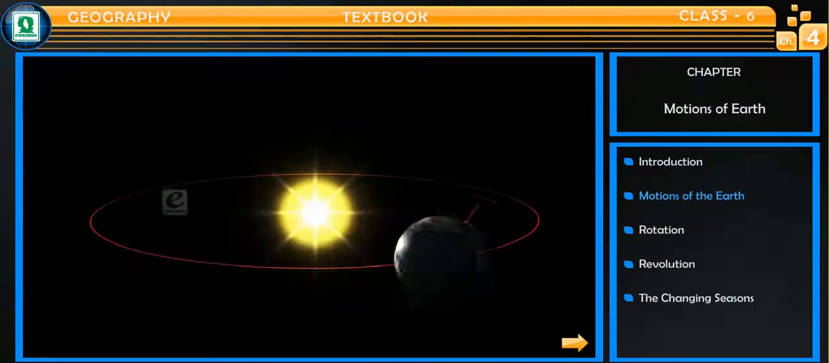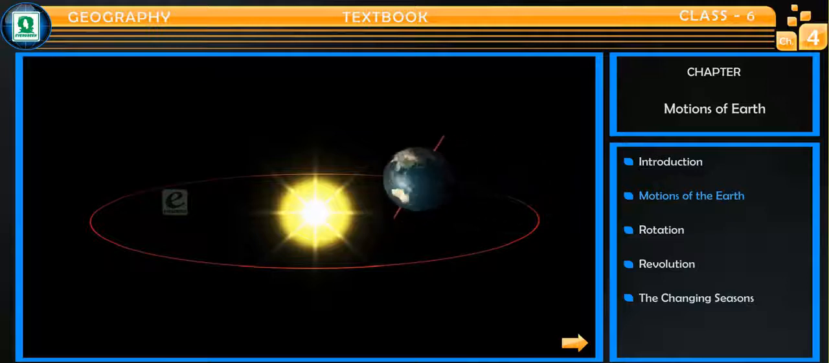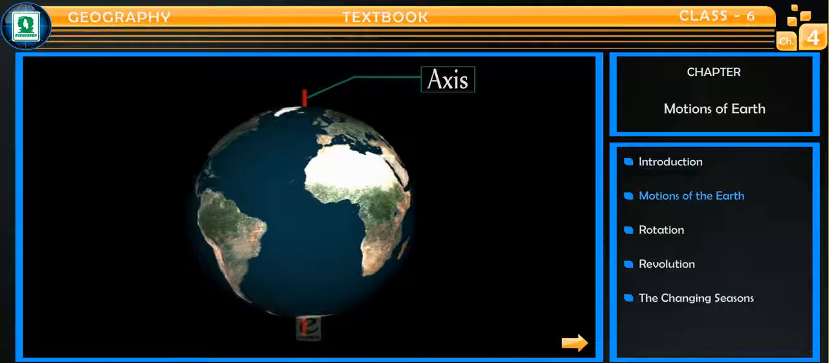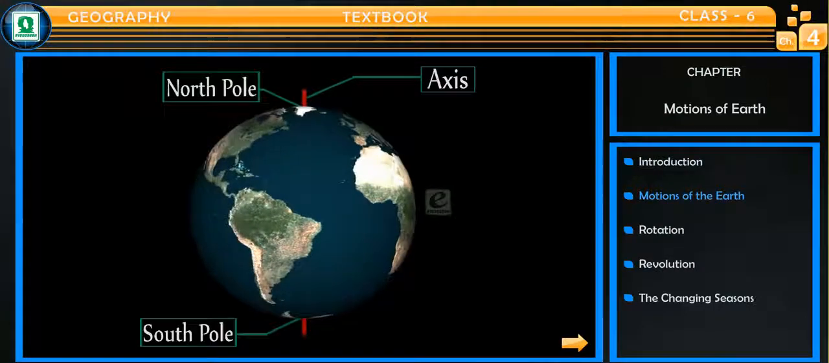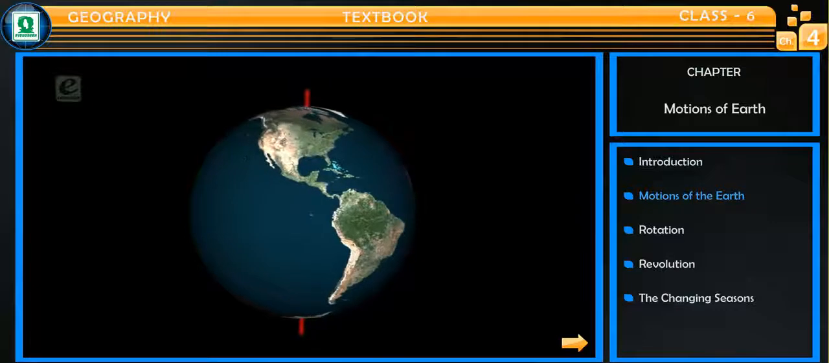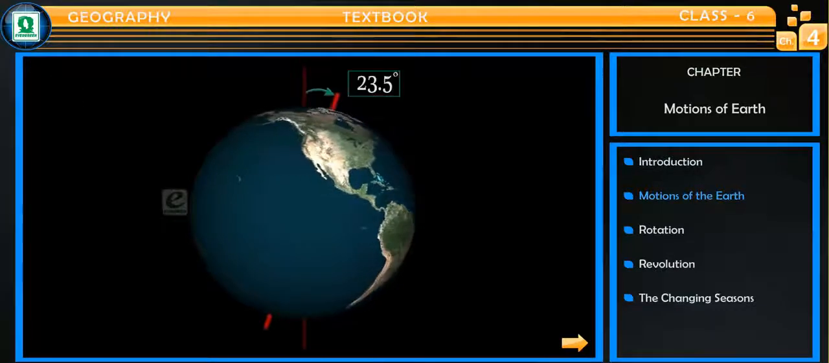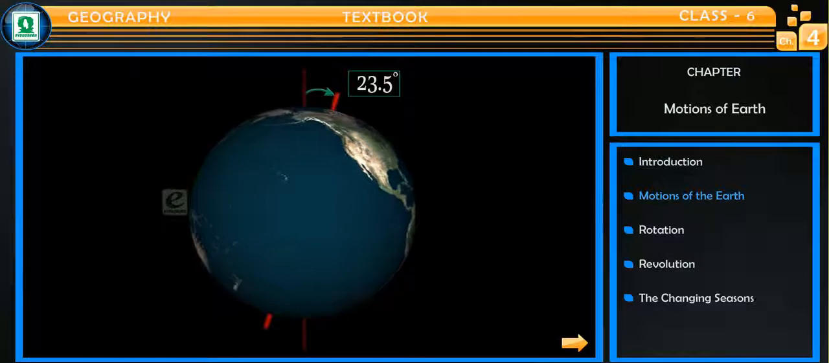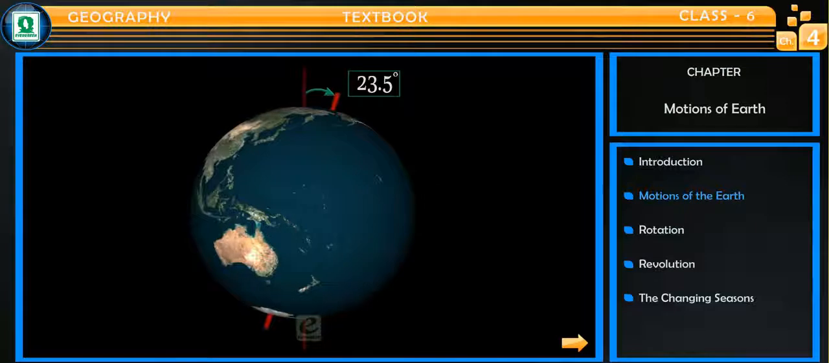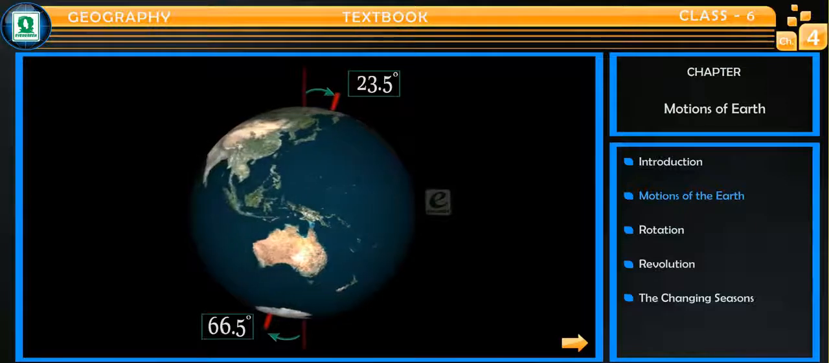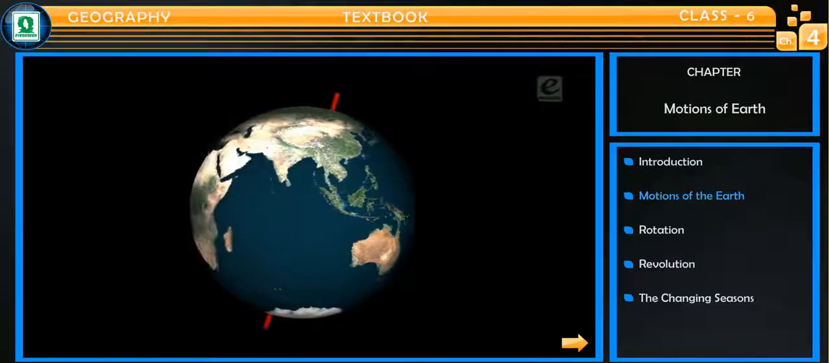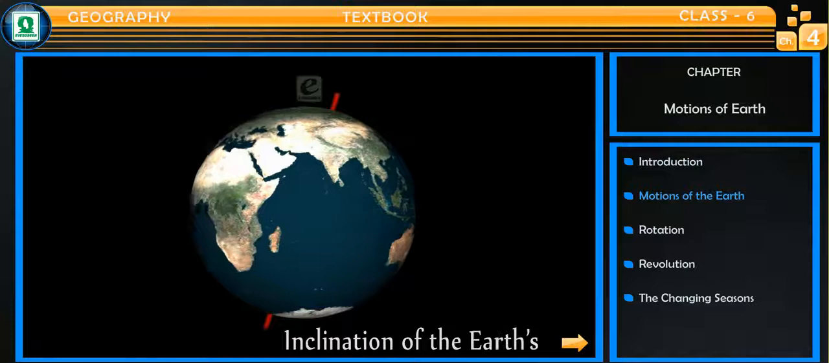While revolving around the Sun, it also rotates on its axis. Do you know what is axis? Axis is an imaginary straight line joining the 2 poles on which the Earth rotates. The axis of Earth is not straight. It is tilted at an angle of 23.5 degrees from a perpendicular to the orbital plane. Thus, the axis of the Earth makes an angle of 66.5 degrees with the plane of Earth's orbit. This tilt of the axis is called the inclination of the Earth's axis.